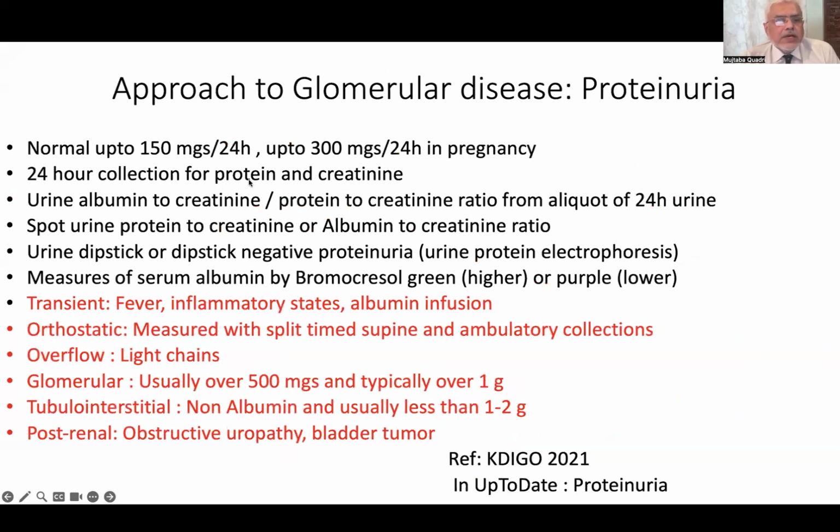So normally we have obviously 150 milligrams of protein in 24 hours, which can be up to 300 milligrams during pregnancy, and 24-hour urine collection for protein to creatinine or albumin to creatinine ratio, or protein to creatinine ratio from an aliquot of the 24-hour urine, is also equally good. So besides these spot samples, urine dipstick is still very useful. And for dipstick negative proteinuria, one needs to consider urine protein electrophoresis.